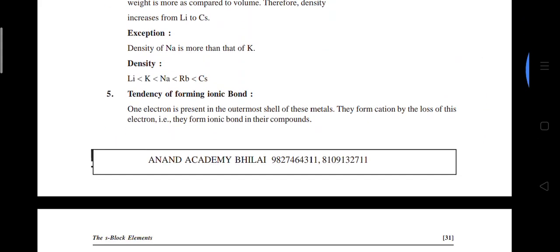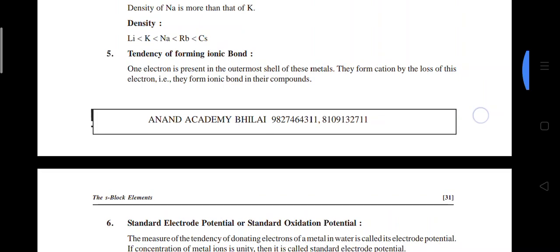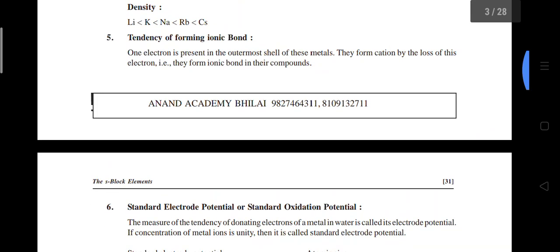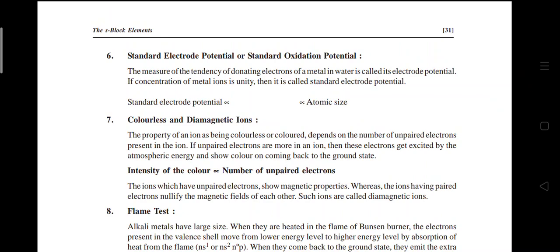Fifth, tendency of formation of ionic bond. One electron is present in the outermost shell of these metals. They form cations by the loss of this electron, that is, they form ionic bonds in their compounds. Sixth, standard electrode potential or standard oxidation potential. The measure of the tendency of donating electrons of a metal in water is called its electrode potential. If the concentration of metal ions is unity, then it is called standard electrode potential.